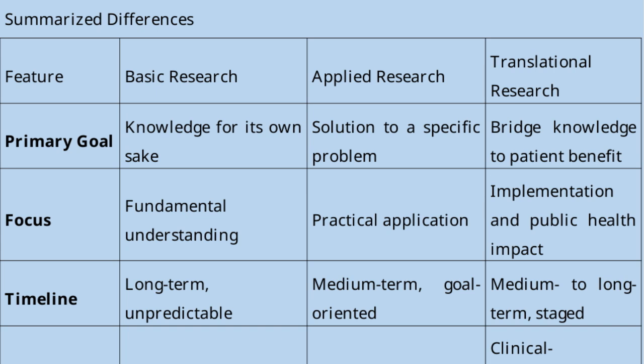Finally, where these types of research happen also differs. Basic research usually happens at the bench or in the lab, where fundamental experiments are conducted. Applied research might take place in labs, clinics, or industry settings, anywhere practical solutions are developed. Translational research operates at the clinical community interface, where discoveries are tested and adapted for real-world use, ultimately aiming to improve patient care and public health outcomes.